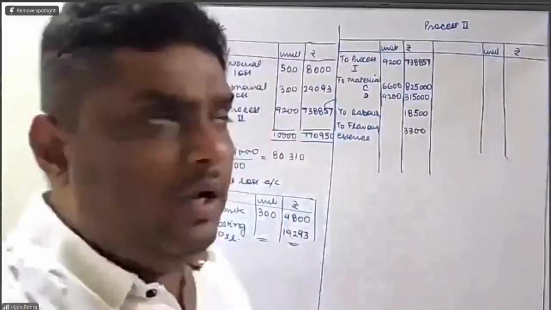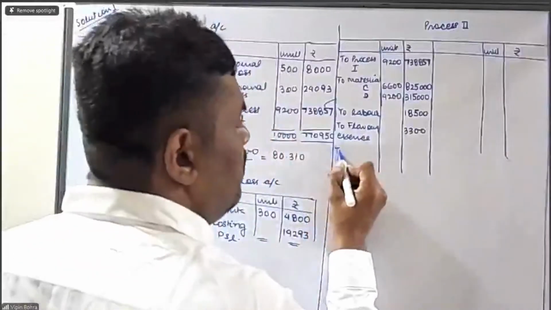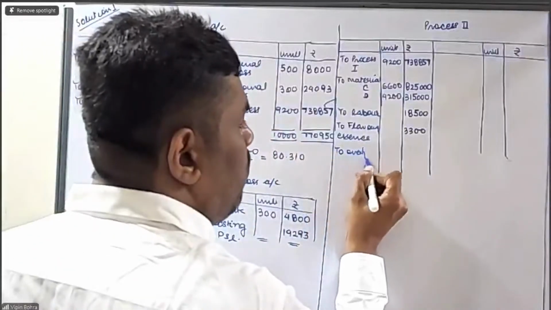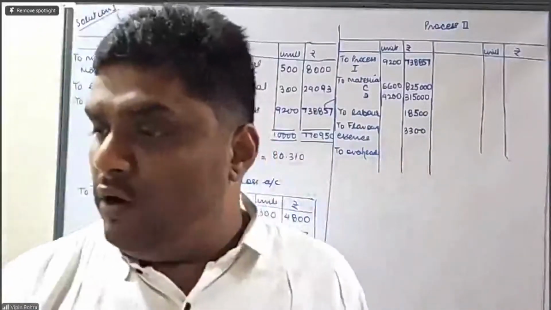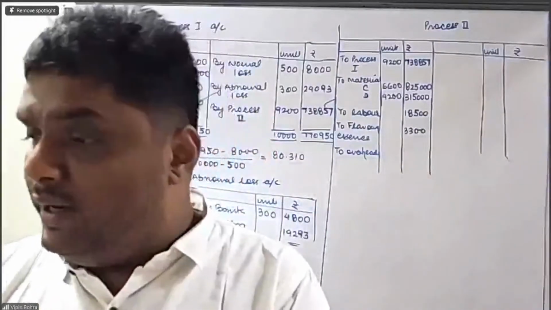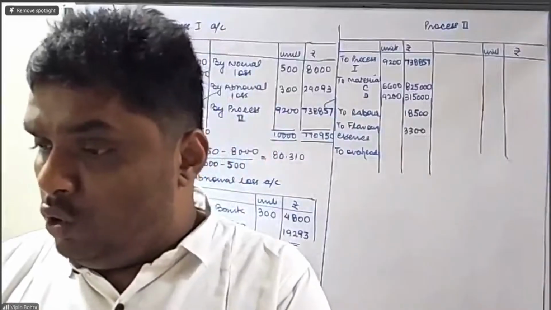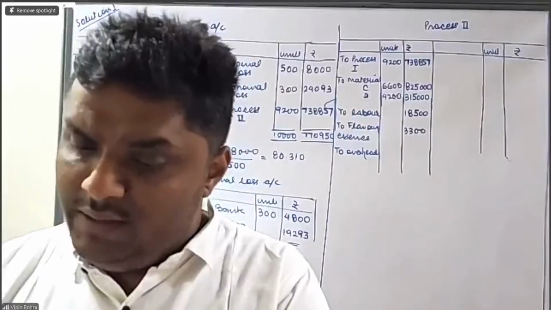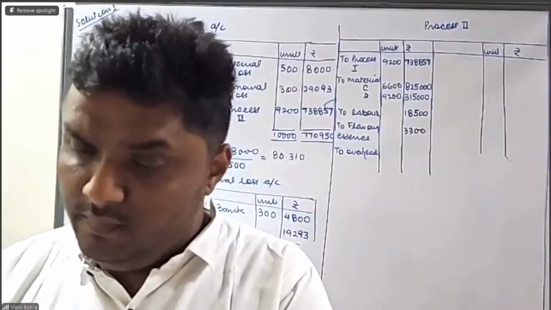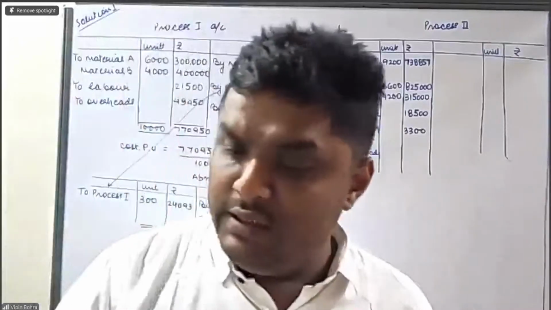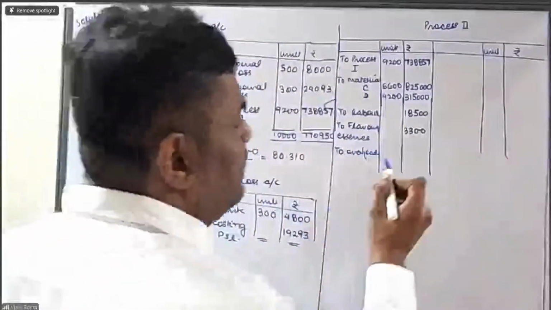Apart from this, again the overheads will be considered. So we have already discussed how to calculate overheads. So total overheads were 92,000 divided by 800 hours. So we were getting 115 into 370. This will be 42,550.